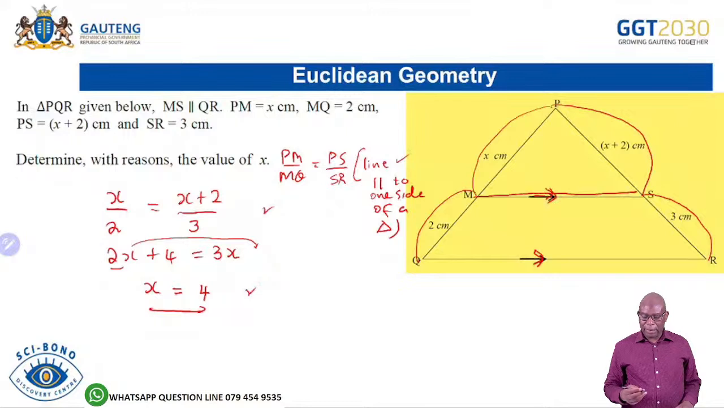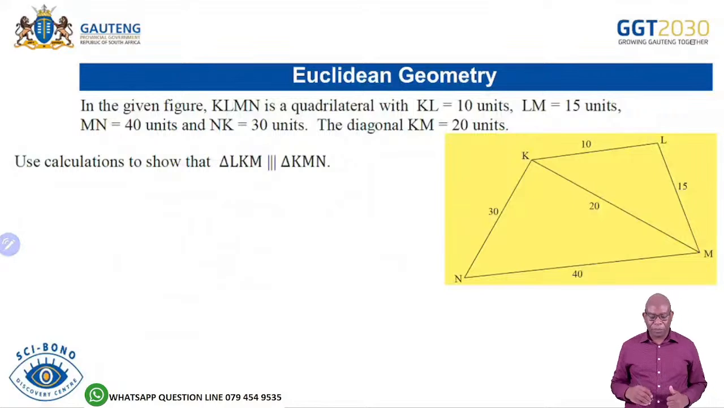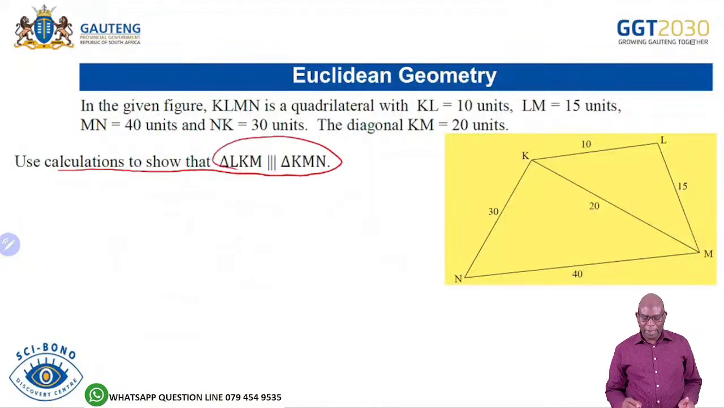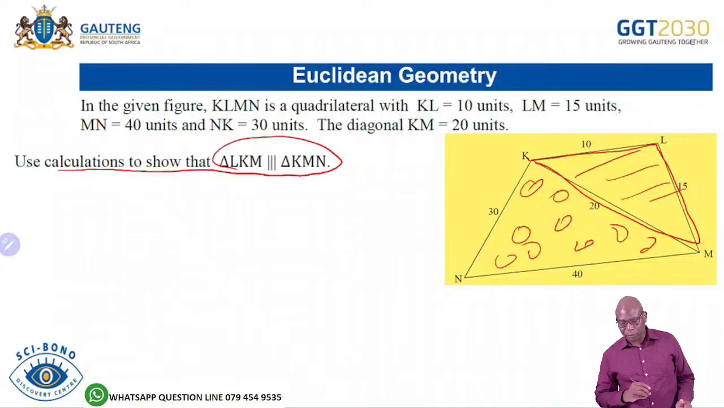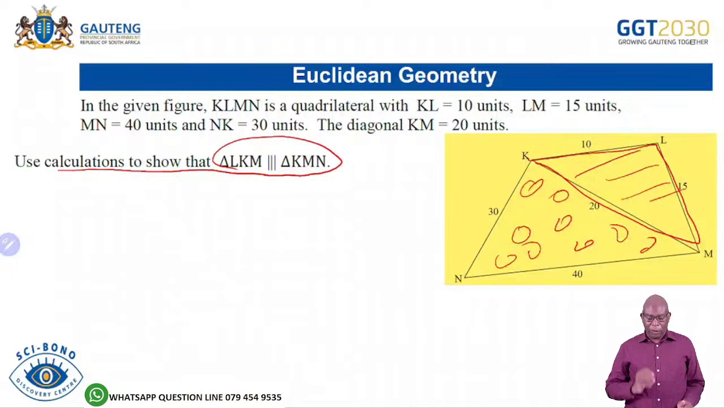Now the next one on the geometry, I've just chosen these 3 questions in the geometry because they're quite easy. Here it says use the calculation to show that KLM, so KLM is this triangle here, is similar to this triangle there. First of all, you must write the proportion. I'm given that KL is 10, LM is 15, MN is 40, NK is 30, the diagonal is 20 units, and that it's a quadrilateral. So let's check the proportion.